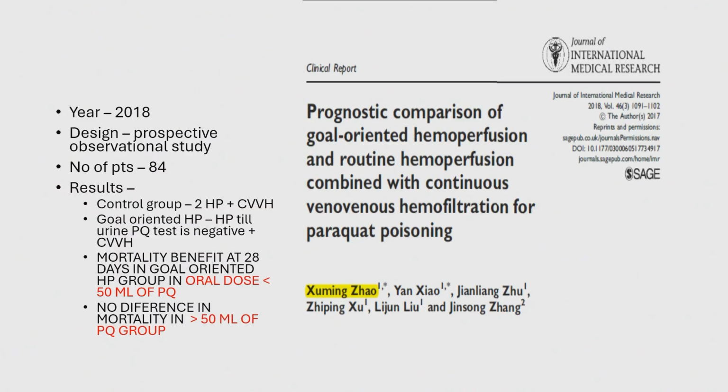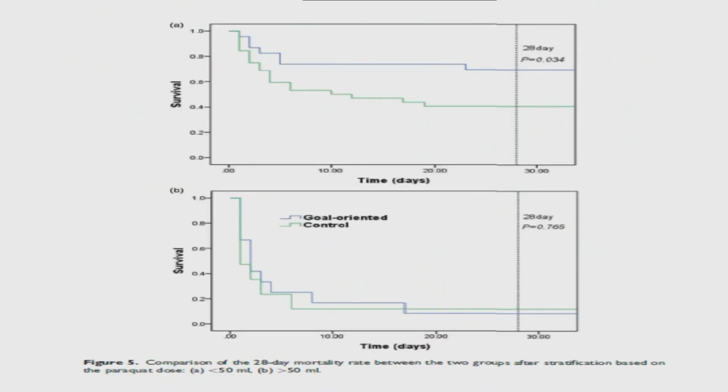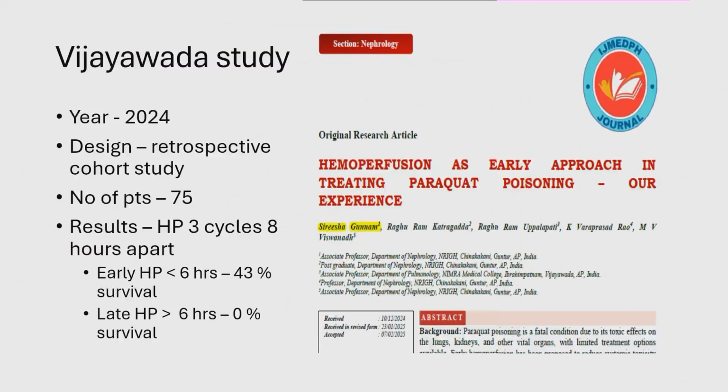Another study, 84 patients. Here they have done the goal-oriented hemoperfusion. What is goal-oriented hemoperfusion? They continue to do hemoperfusion till the urine paraquat level is negative. So, in patients who have taken less than 50 ml of poison, the mortality benefit was there in the goal-oriented group. But in the case of severe poisoning, who have taken more than 50 ml of paraquat, even early hemoperfusion is not making any difference.